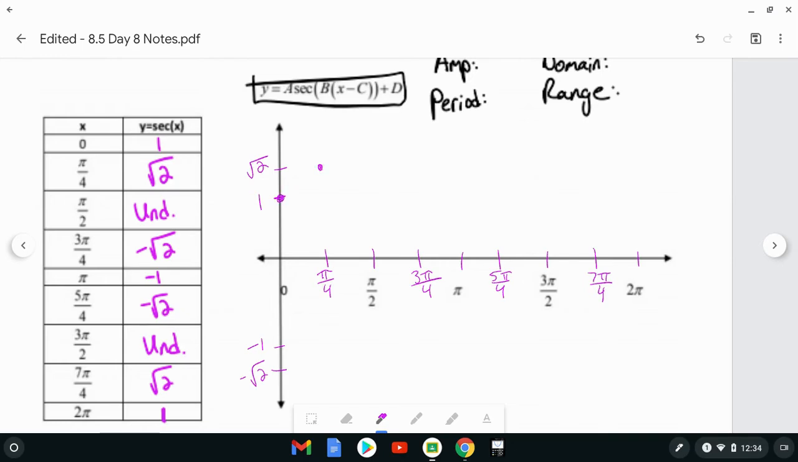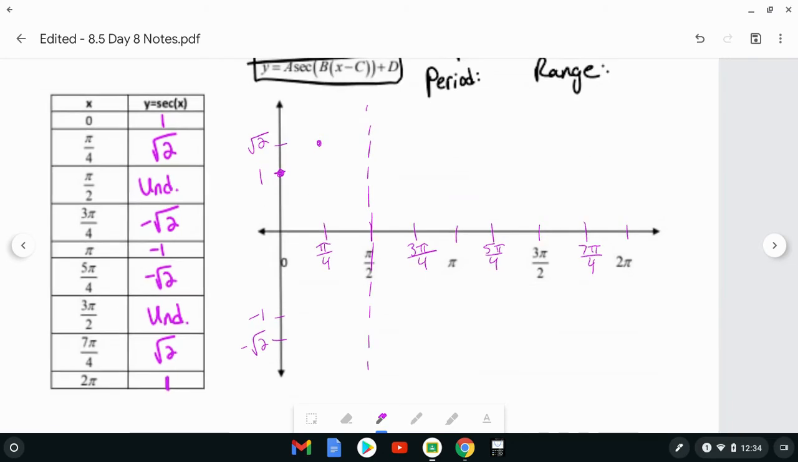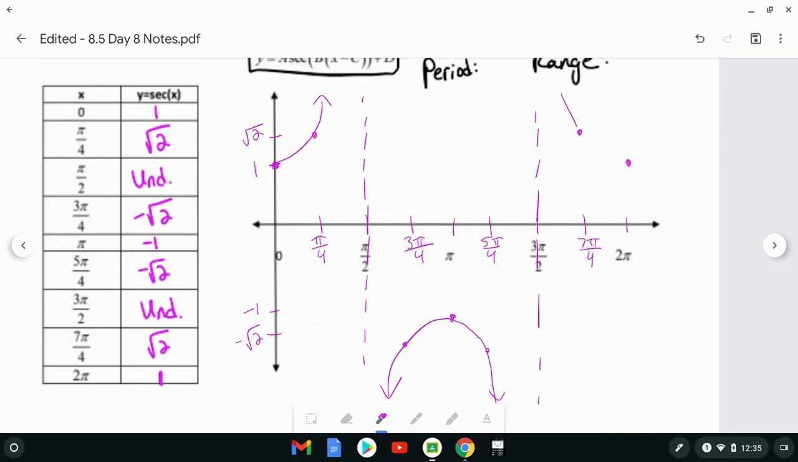At pi over 4, we're at root 2. And then again, an asymptote, this time at pi over 2. And then down here, we're at negative root 2 for 3 pi over 4, negative 1 for pi, back up, asymptote, and then here, and then at 1 for 2 pi. So the graph of our secant function looks something like this, again, if it's just secant of x with no shifts or transformations.